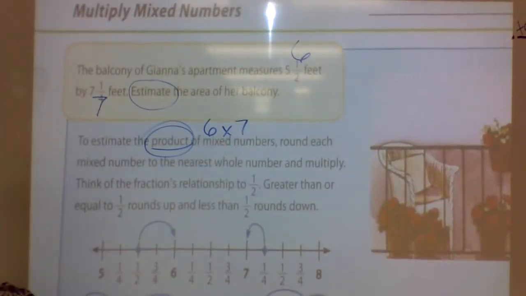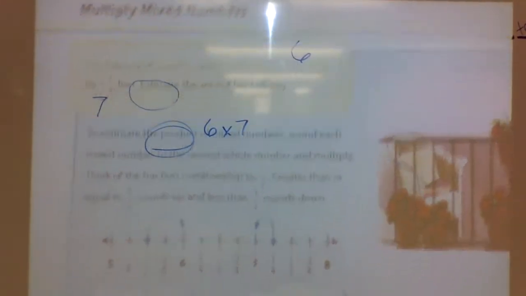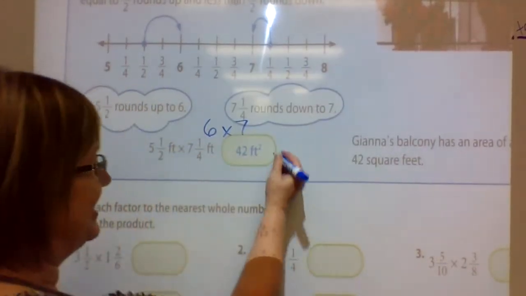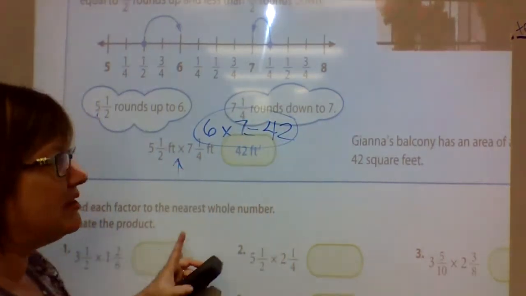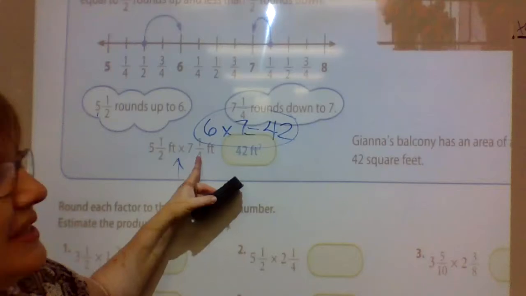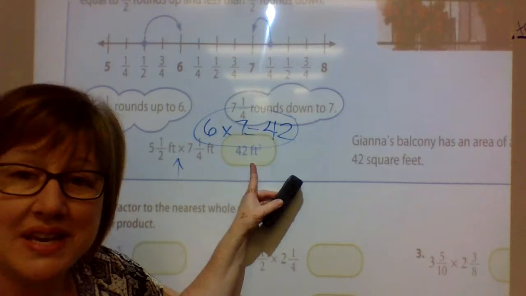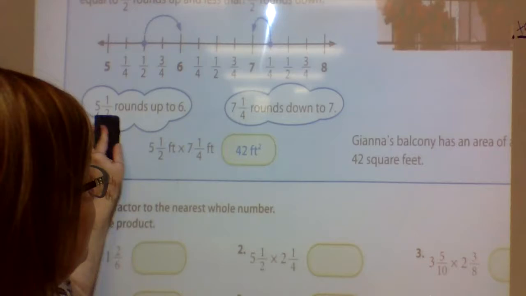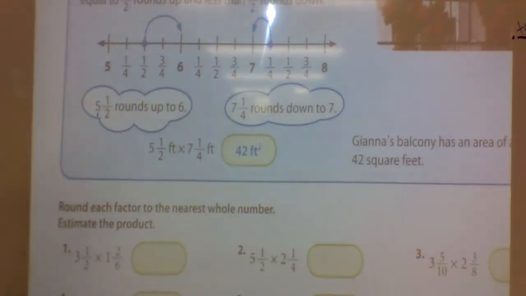So down here it says, think of the fractions relationship to half. We did that. So let's keep moving on down and get this done faster. Okay, so here it is. 6 times 7 is 42. So when we do this problem, we should keep in mind, this is close to 6, this is close to 7, 6 times 7 is 42. So when we get done with this, it should be in the neighborhood of 42. Remember, this is just a way to mentally check to see if you're doing the answer right. So if you come up with something way different than 42, then you probably should go back and try again. Okay, so that's what we're doing in this first section.